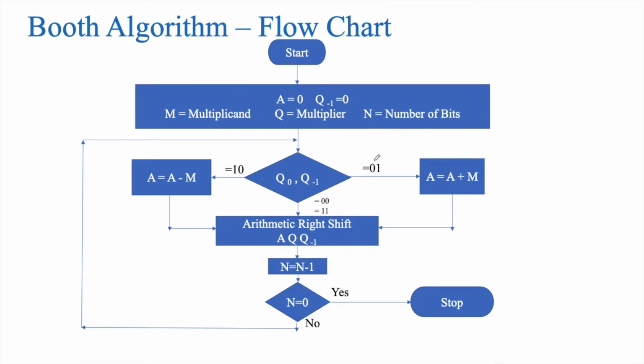If it is 0, 1, then we have to add the content of A register and contents in M, store it in A. Or if it is 1, 0, then we have to subtract the contents of M from A register and then store again in A. After these two operations, again we have to go for an arithmetic right shift of A, Q and Q minus 1, reduce n by 1 and check whether it is equal to 0 or not. This procedure is common for all, but based on the bits in Q0 and Q minus 1 register, we have to take these three decisions accordingly. So with this as a basic, let us start doing an example.